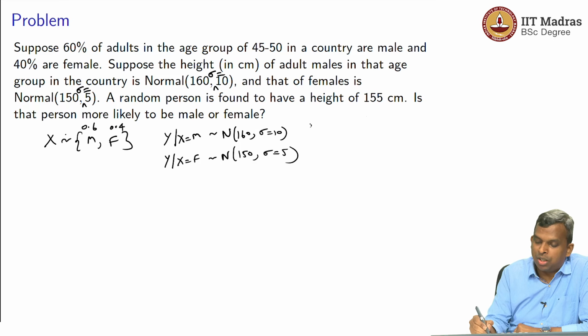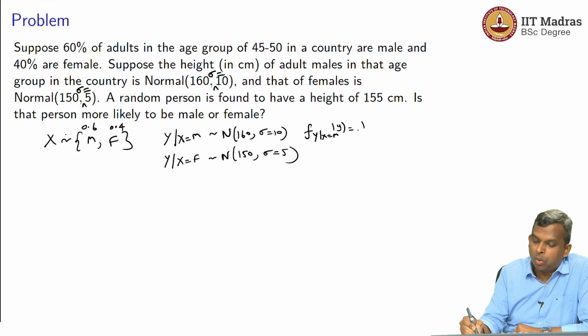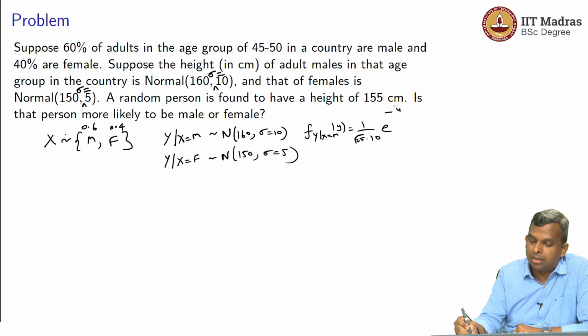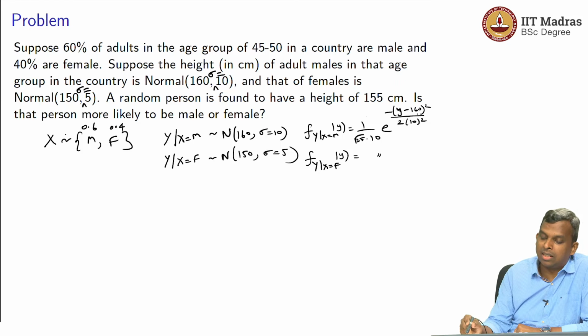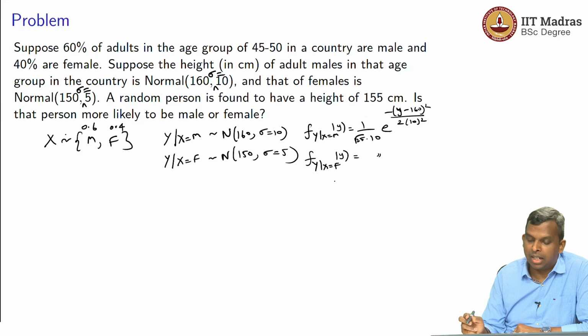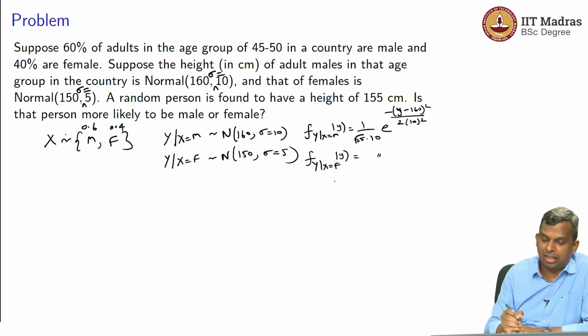So you know the distribution, right? The density of Y given X equals M at y is 1 by root 2 pi into 10 e power minus (y minus 160) squared by 2 into 10 squared. That's the distribution. The density of Y given X equals F you can write likewise. Instead of 160 you put 150, instead of 10 you put 5, and you will get the conditional density. Both of these are given.